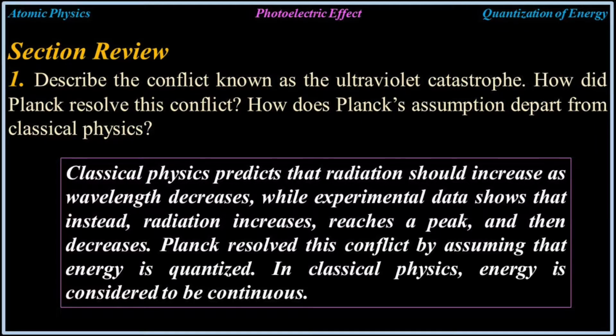Classical physics predicts that radiation should increase as wavelength decreases, while experimental data shows that instead radiation increases, reaches a peak, and then decreases. Planck resolved this conflict by assuming that energy is quantized. In classical physics, energy is considered to be continuous.